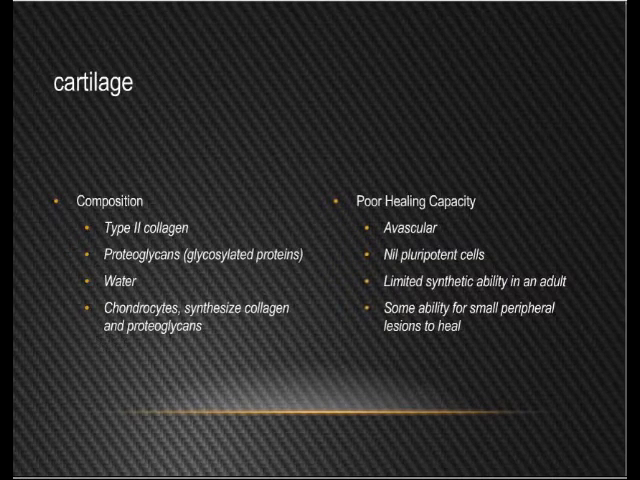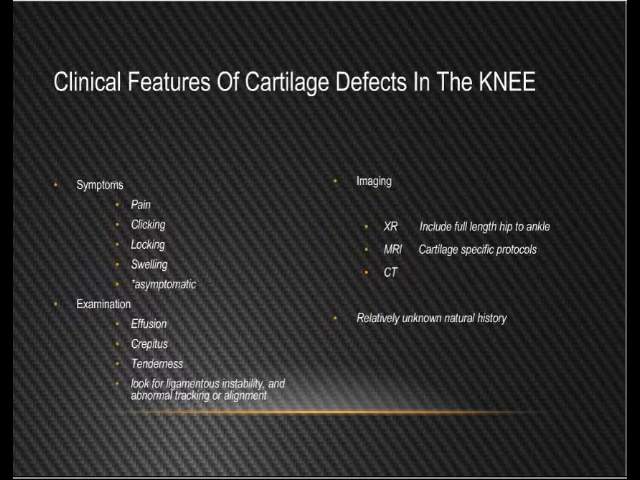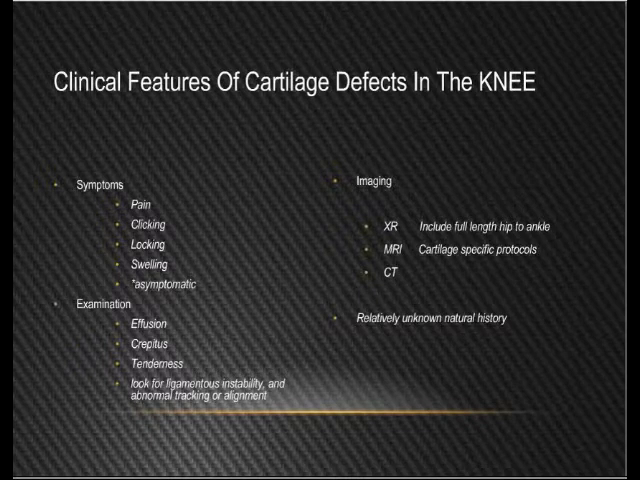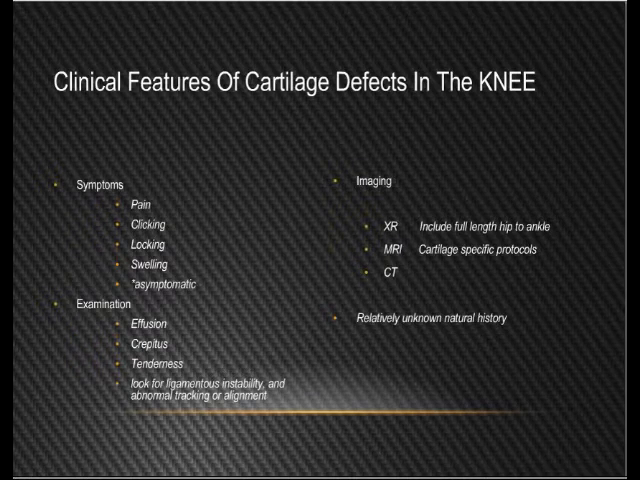At this stage, the authors of the article stress the importance of looking for ligamentous instability, malalignment of the knee, or for any abnormal tracking of the patella. Imaging choices for diagnosing and working up intra-articular cartilage defects include plain film, which they say to do your standard AP, lateral, notch and patella skyline views, but also to include full-length hip to ankle films on AP to look at the mechanical axis of the knee.